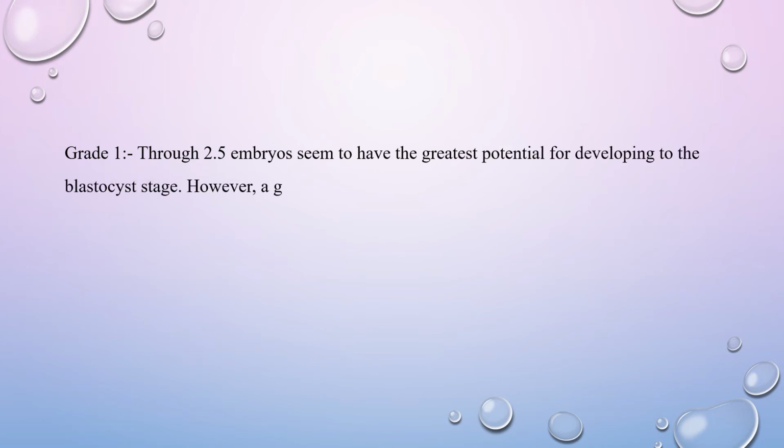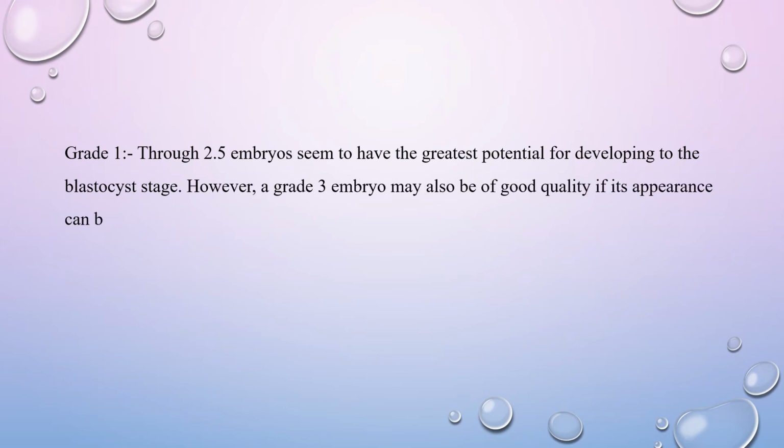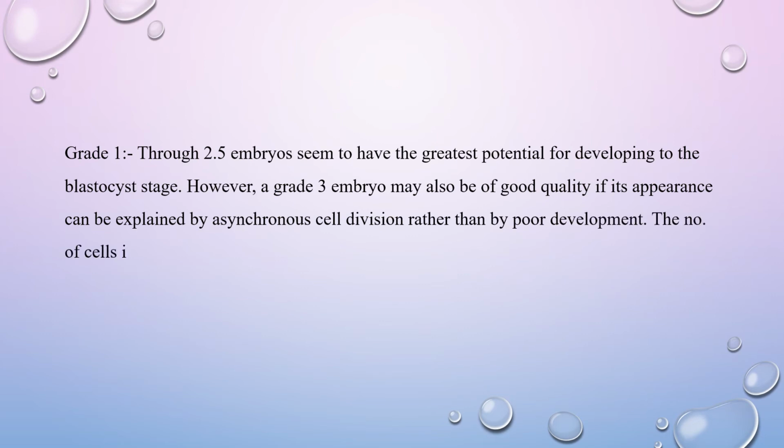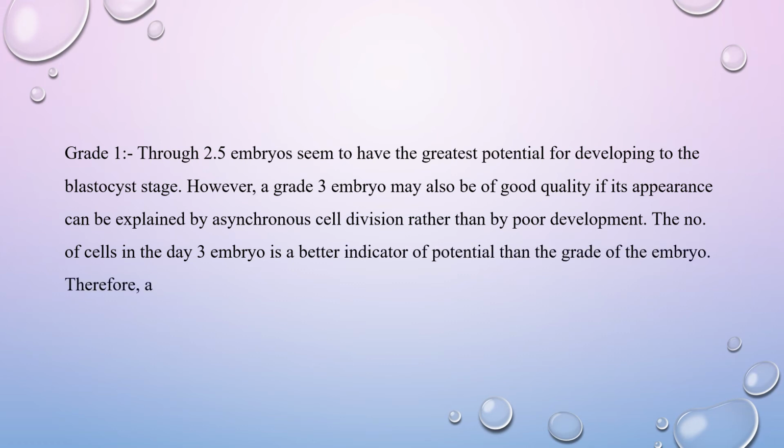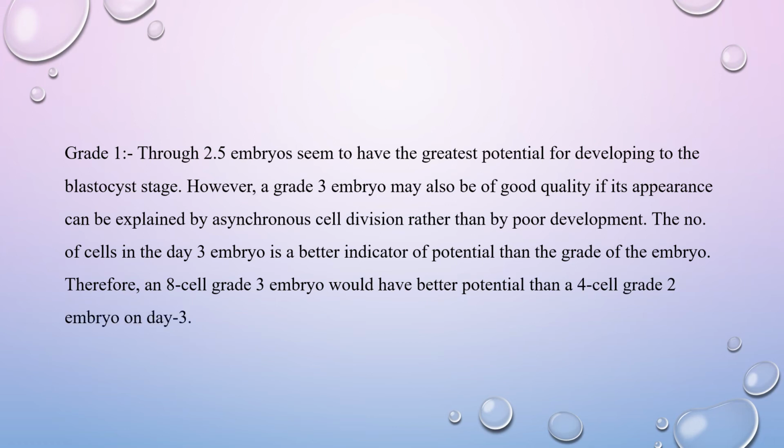Now, grade 1 through 2.5 embryos seem to have the greatest potential for developing to the blastocyst stage. However, a grade 3 embryo may also be of good quality if its appearance can be explained by asynchronous cell division rather than by poor development. The number of cells in the day 3 embryo is a better indicator of potential than the grade of the embryo. Therefore, an 8-cell grade 3 embryo would have better potential than a 4-cell grade 2 embryo on day 3.